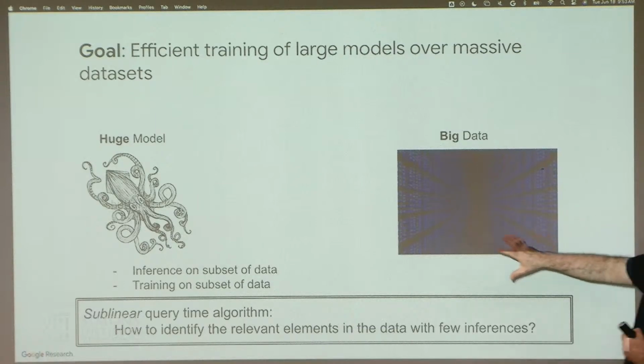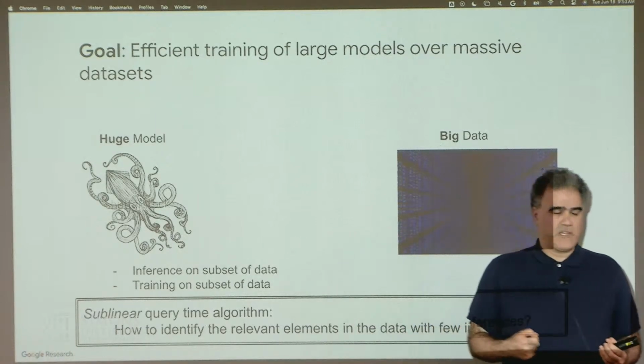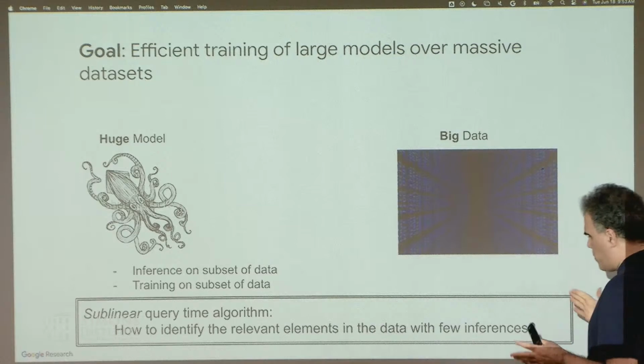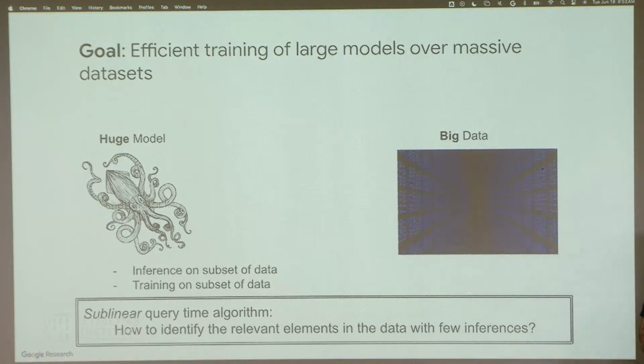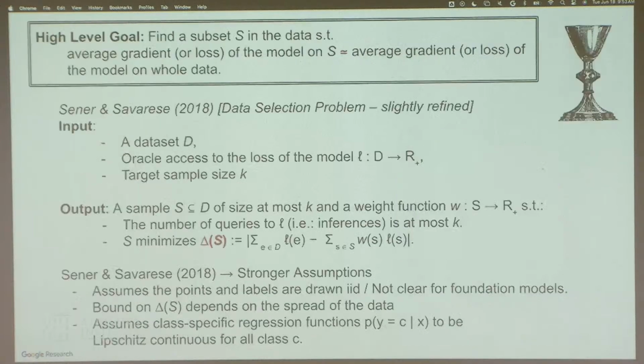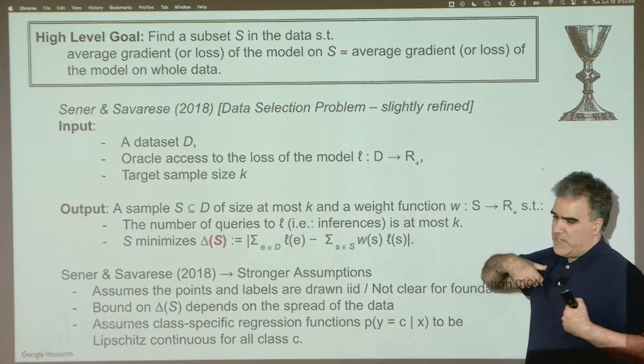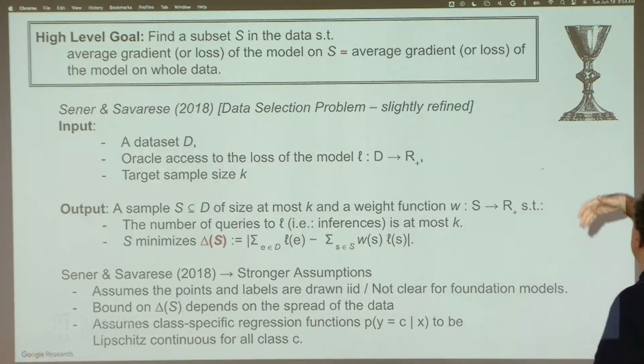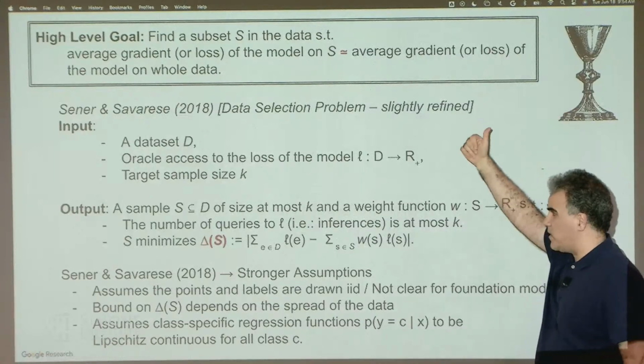For huge models like LLMs, we can't be doing that. We have to have a combination of diversity and margin sampling. The question is, can we develop a theory, an understanding of how we can combine diversity and importance sampling? And that's what we do in this paper. The goal is to find a subset of data that we can somehow show that the average gradient on this subset is similar to the average gradient of the whole data.